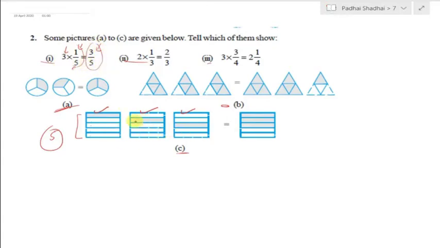Here, see, in the answer 3 parts are shaded out of 5. Okay, so the answer is out of 5, 3 are shaded. We can see here. Okay, so the first answer is A, and C, beta, 1 is C, and here we will write down 1.